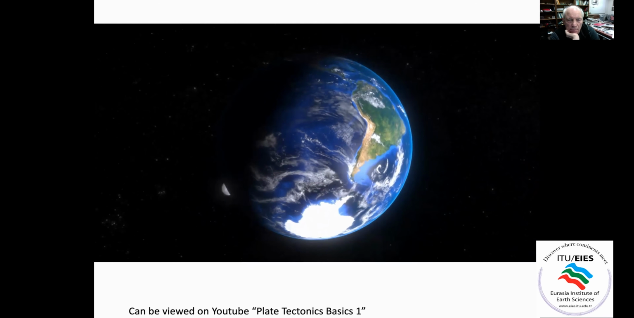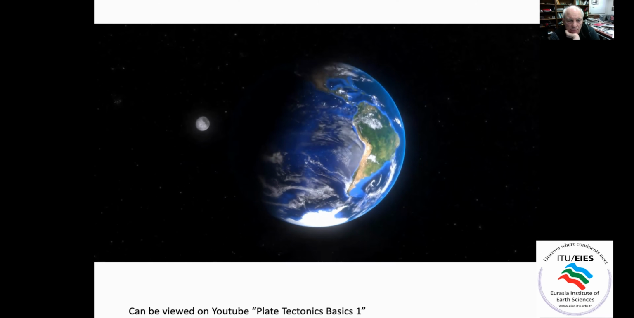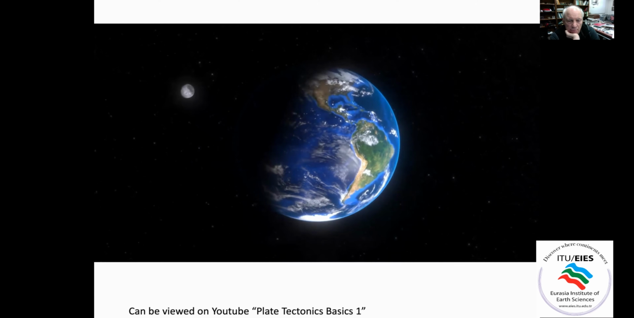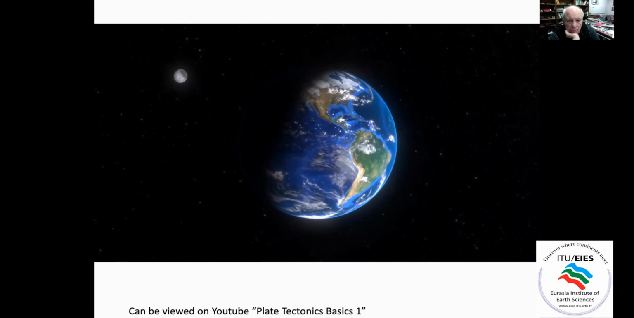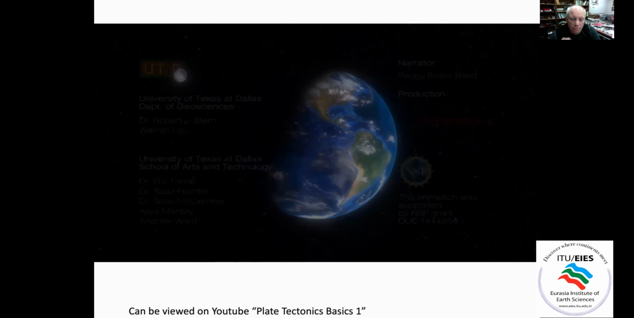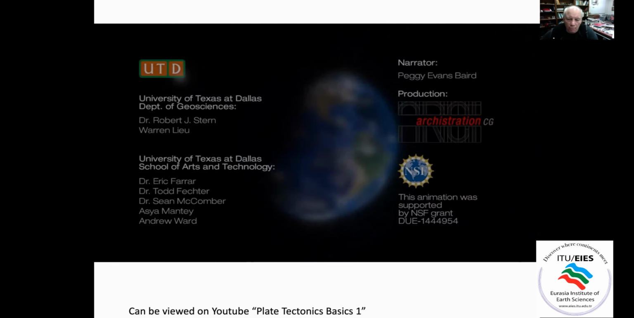Among the planets and moons of our solar system, only Earth has plate tectonics. Perhaps there are other planets in other solar systems that have plate tectonics waiting to be discovered.